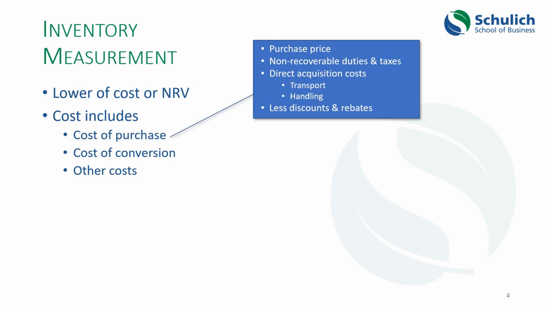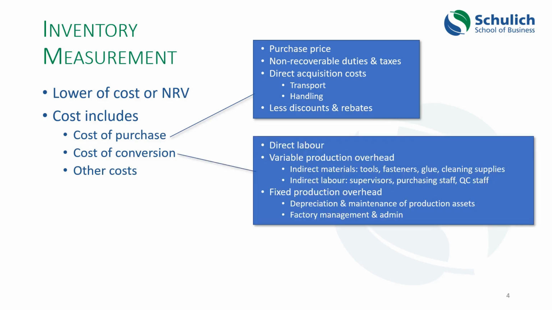If you bought a large quantity, you may get a discount or a rebate on your purchases from the vendor. The cost of conversion is basically work in process. So if it's a manufacturing facility, then you are going to be actually taking components or raw materials and assembling them into units that will be available for sale. And there's three different categories here. There's direct labor, fixed production overhead, and variable production overhead. And I've listed some examples of those there.